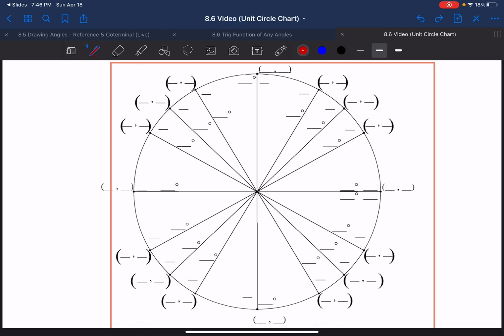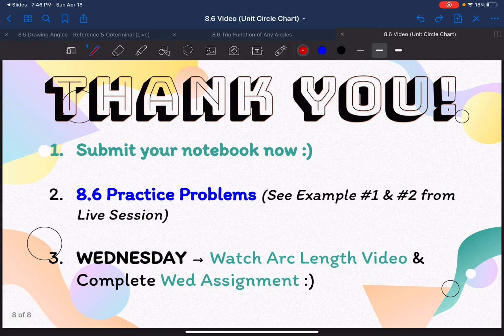Or maybe if you're really smart, you can go to Google and then just type unit circle chart, right? And then it will have everything there. You know, Google is awesome. So you guys can just copy that as well.